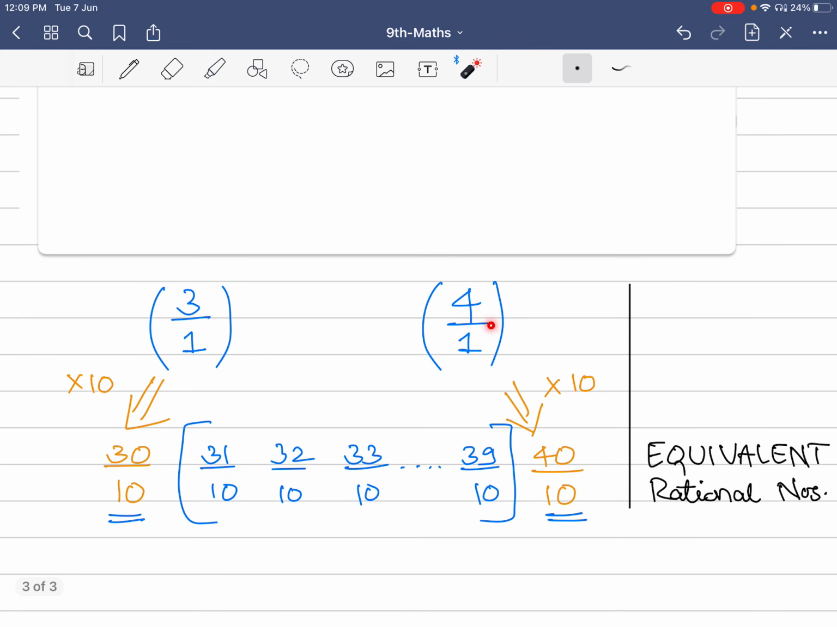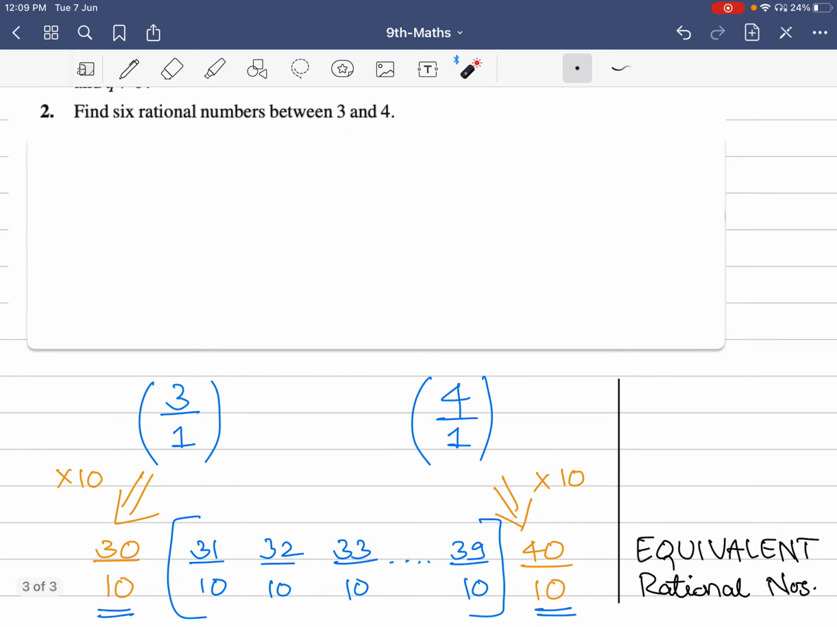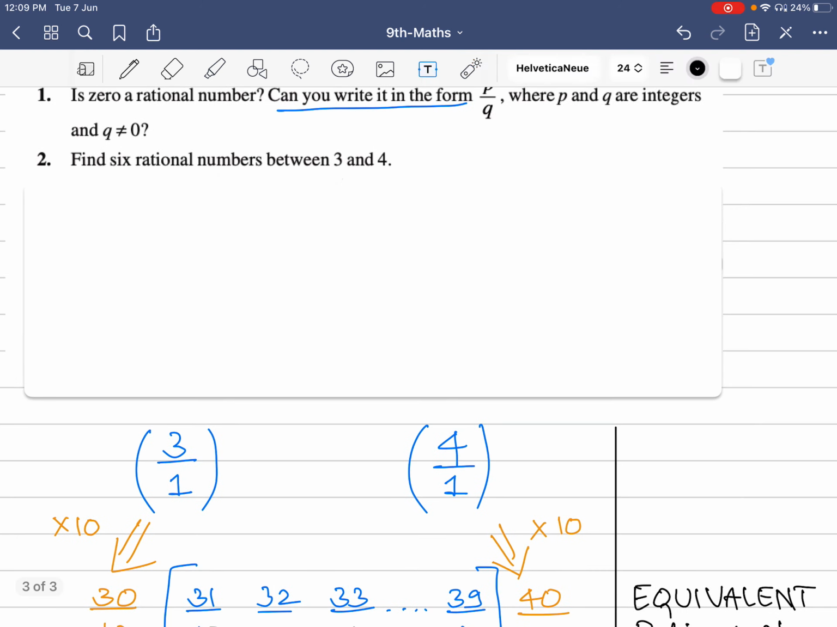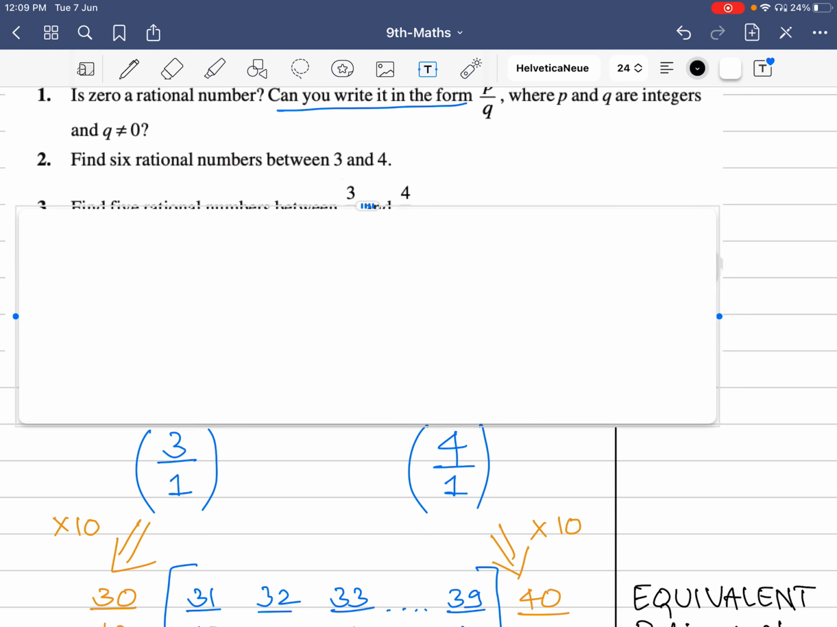So 3 and 4 were converted to 3 by 1 and 4 by 1. Then they were again converted into their equivalent rational numbers 30 by 10 and 40 by 10, and we can pick out any 6 rational numbers that lie between 3 and 4. So that is our answer to question number 2. Now let's go to question number 3.